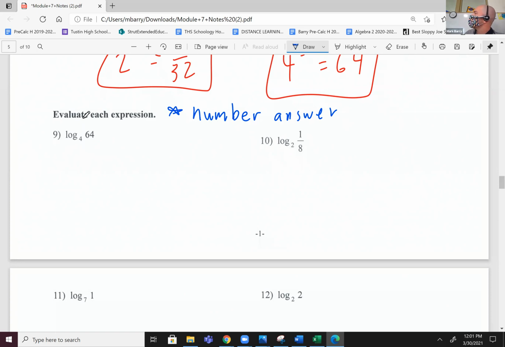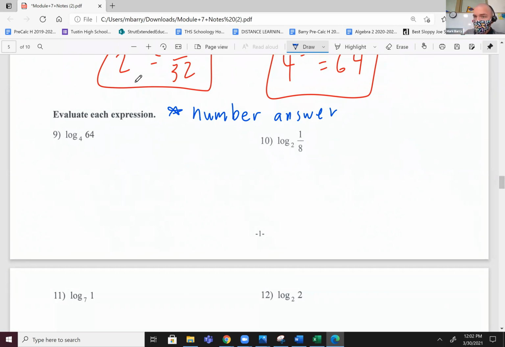And so how we're going to solve these ones, this is not just asking us to rewrite it in the other form, all right? It's asking us for an actual number answer. The previous 2 sets did not ask us for an actual answer. This is asking us to rewrite it. So this one is asking for a number answer.